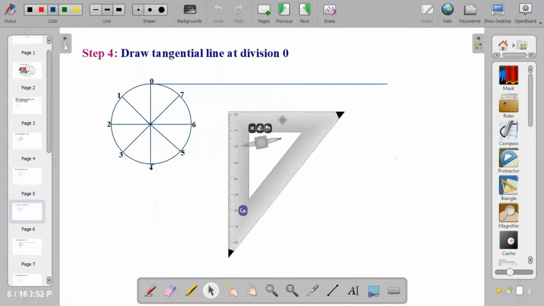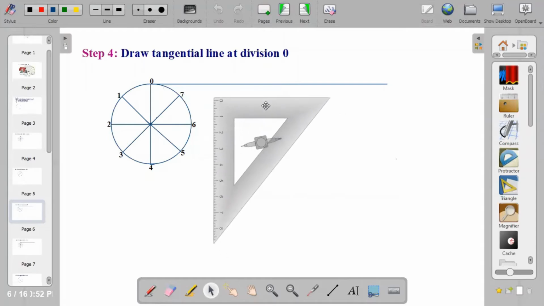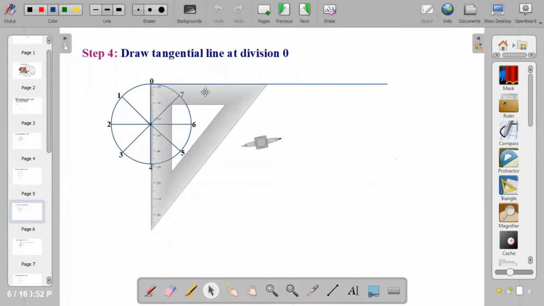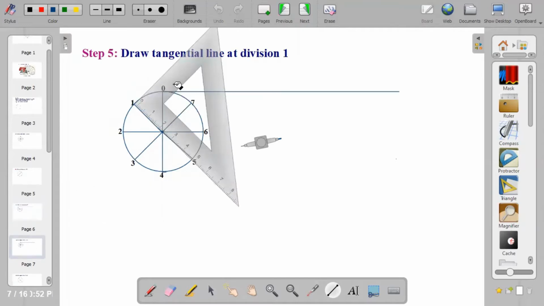You bring out your set square. You need your set square to draw your tangential line. So the first thing, place it at point 0, bring out your pencil and draw the line. Then we'll take it to the next point. Bring out your set square again.